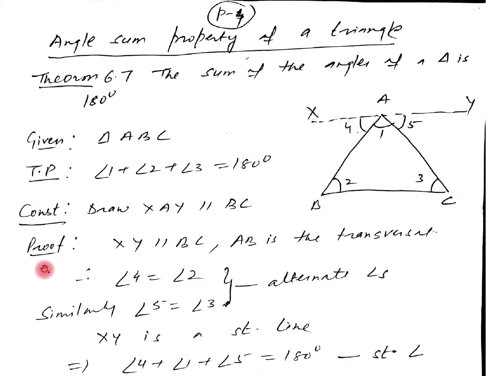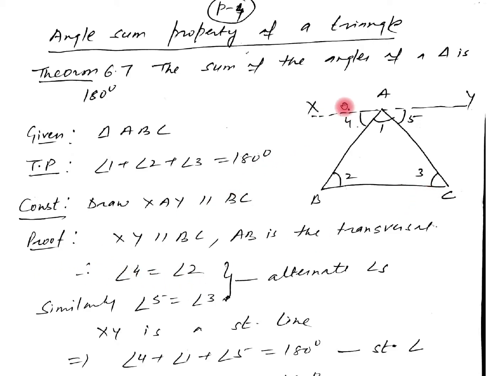Now the next step is the proof. XY is parallel to BC and AB is the transversal. So we can easily write angle 4 equal to angle 2, alternate angles. Similarly, if this line is parallel to this and AC is the transversal, then angle 5 equals angle 3, the reason is the same, alternate angles.